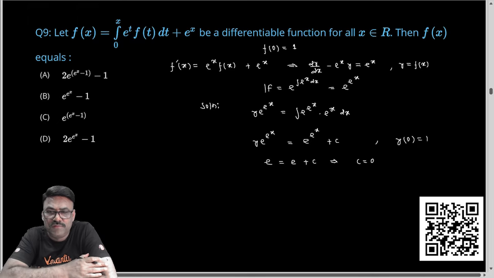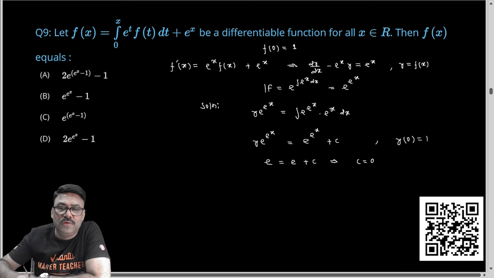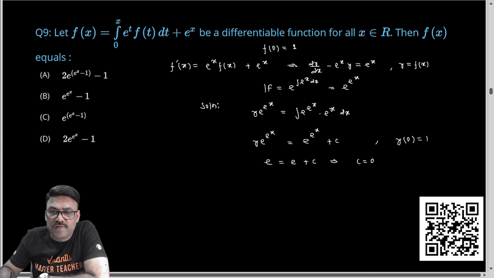I think I'm making some mistake. Let me check. f'(x) is e^x f(x) plus e^x. It is right. dy/dx minus e^x y. Mistake here. It is dy/dx plus Py is equal to Q. P is actually minus e^x, so I have a minus sign here.